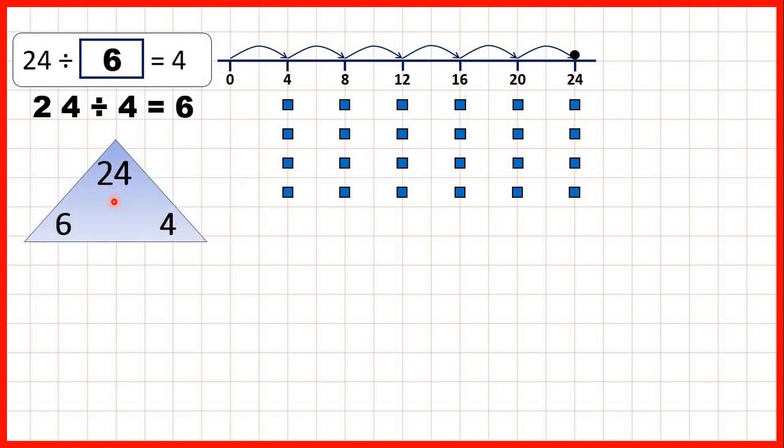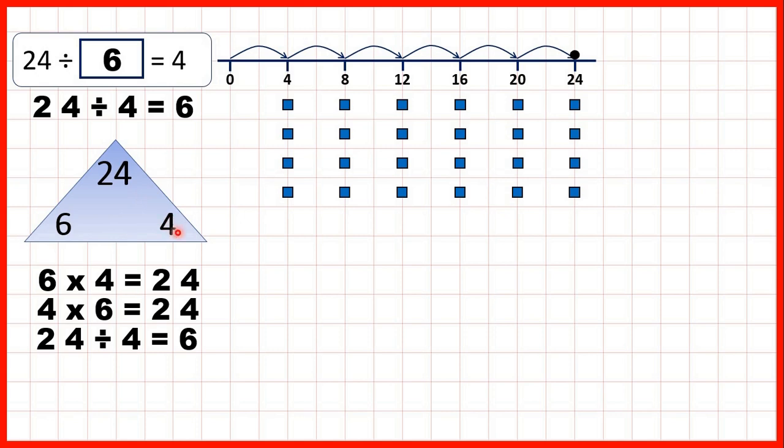Again, we can make a number family triangle from these numbers. Again, we put the dividend on top, the number we're dividing, and our answer below. And again, this gives us 4 calculations. It tells us that 6 times 4 is 24, and that 4 times 6 is 24. It tells us that 24 divided by 4 is 6, and that 24 divided by 6 is 4.